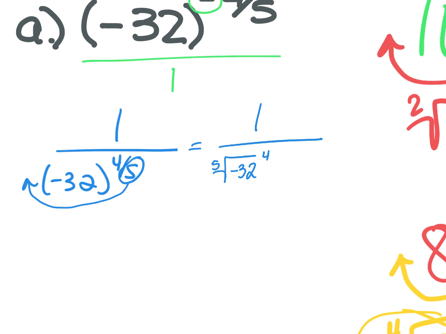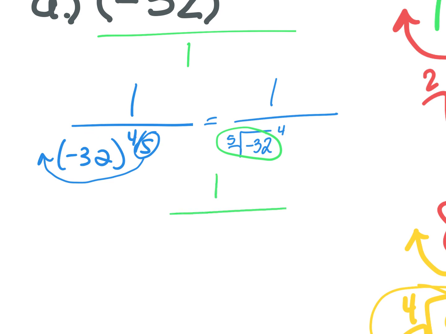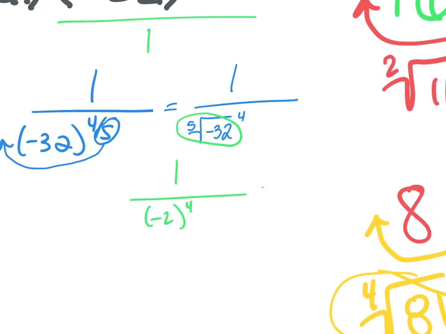Now, you could do this one of two ways. You can multiply negative 32 times itself 4 times and then find the 5th root of that, or you can find the 5th root first. Can you find the odd root of a negative number? Yes. So I'm going to do that. I'm going to find out what number times itself 5 times gives me negative 32. What is it? Yep. So it's negative 2, and then this is to the 4th power. We're almost done. What's negative 2 times negative 2?